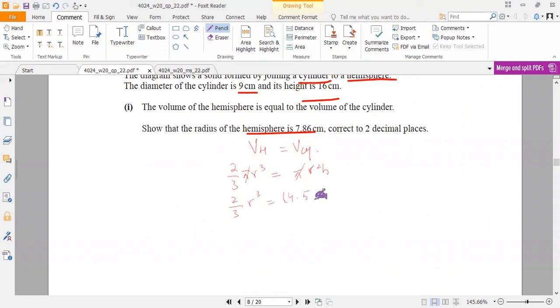4.5 squared, and the height is 16, as you see in the diagram as well. So we need to find r. So 4.5 squared multiplied by 16, and 2 upon 3 will become 3 upon 2. So the value of r cubed, after solving that, will be 486. And when we take the cube root, it will be 7.86.